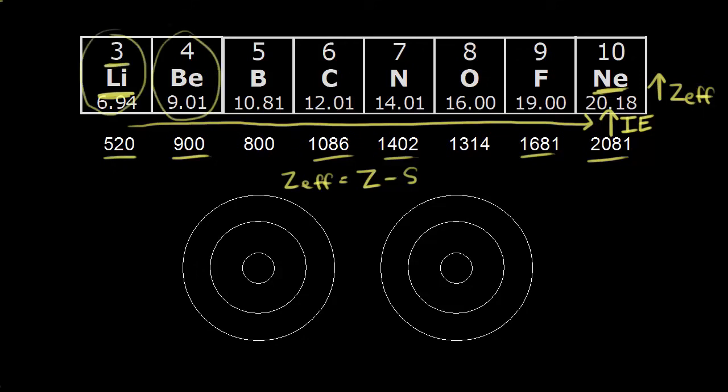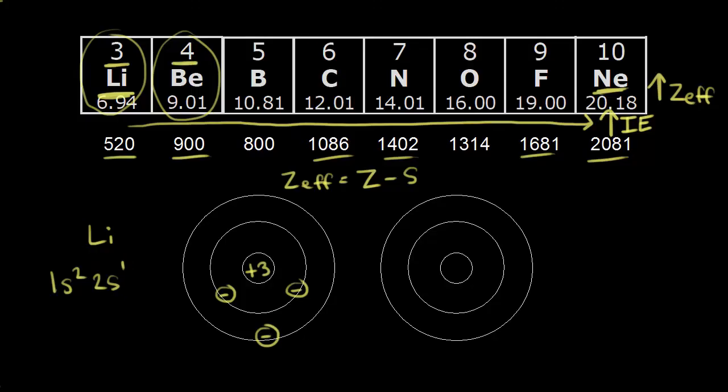Lithium has atomic number 3, so 3 protons in the nucleus, so a positive 3 charge. And lithium's electron configuration, we know, is 1s2, 2s1. So 2 electrons in our 1s orbital and 1 electron in the 2s orbital.